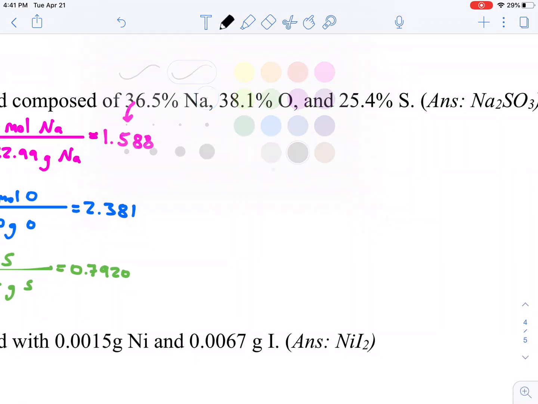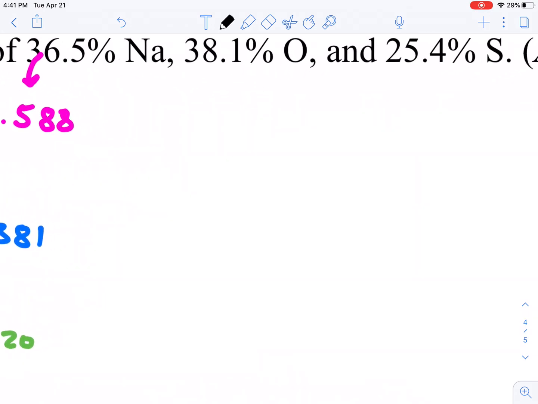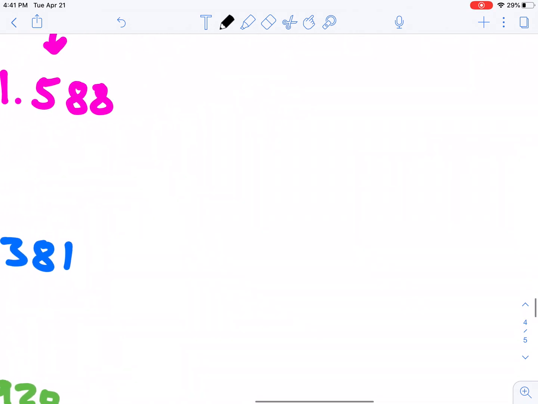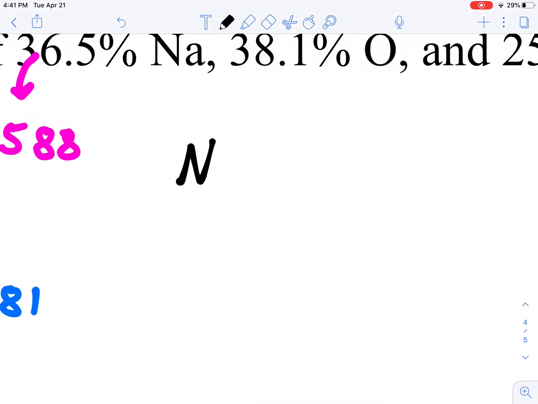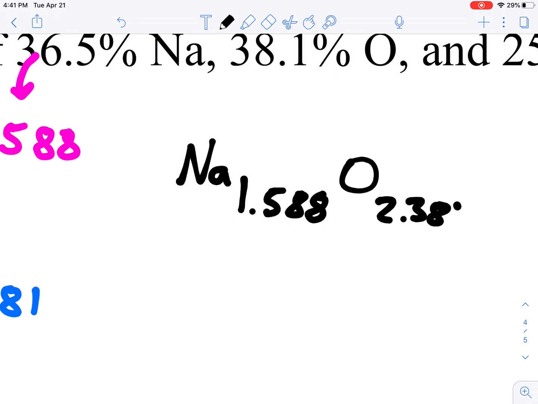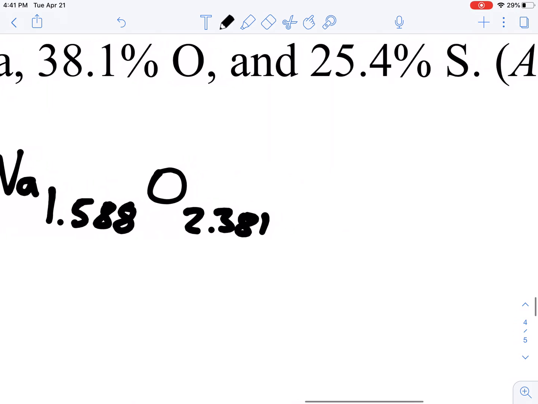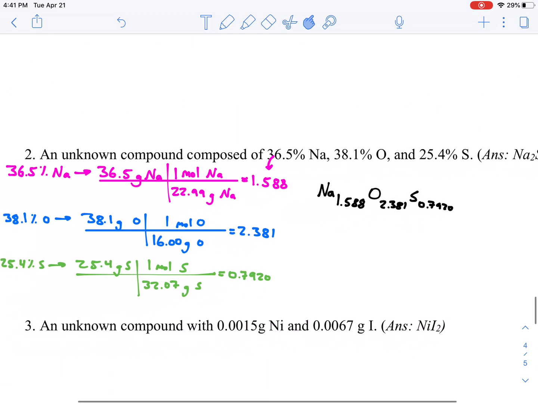atoms that we have, right? So said another way, I could write out a formula as sodium 1.588, oxygen 2.381, sulfur 0.7920, right? That's the ratio of the elements in my compound.